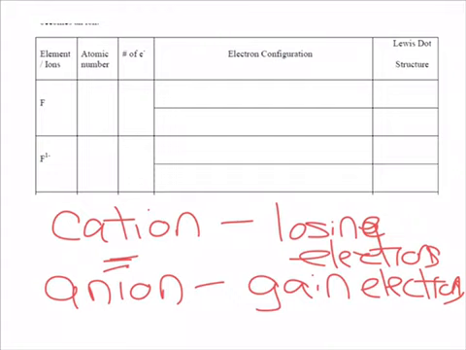So fluorine here, it has that atomic number of 9. Is the atomic number going to change when it becomes an ion? Absolutely not. But the number of electrons is going to change. It's just going to gain an electron. So when you do your electron configurations, you're going to add that extra electron in. And then again, when you show your Lewis dot structure, the Lewis dot structure now for fluoride, the ion, is going to have 8 valence electrons instead of just 7.